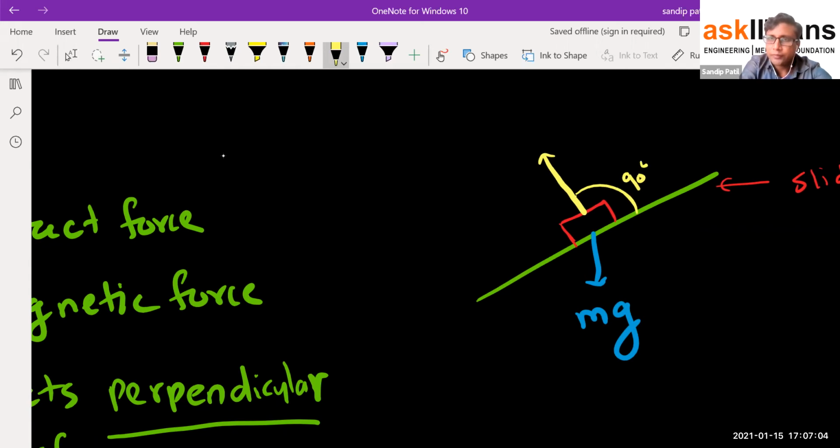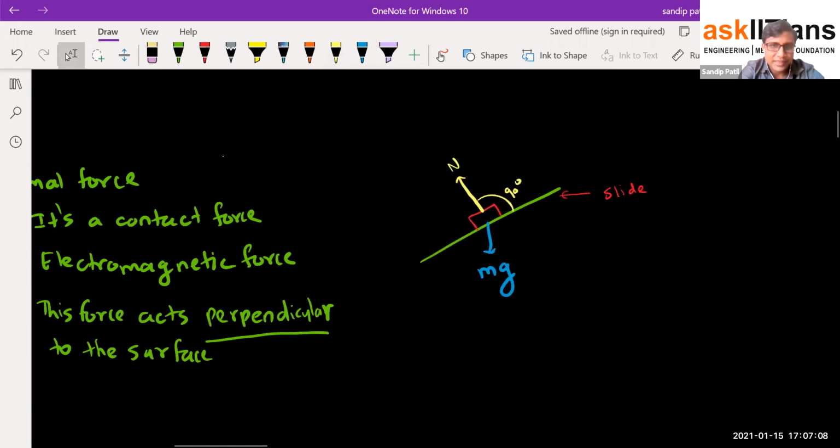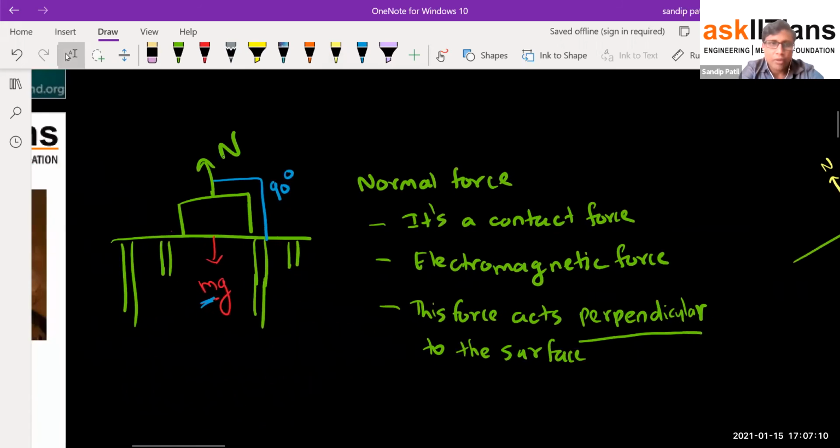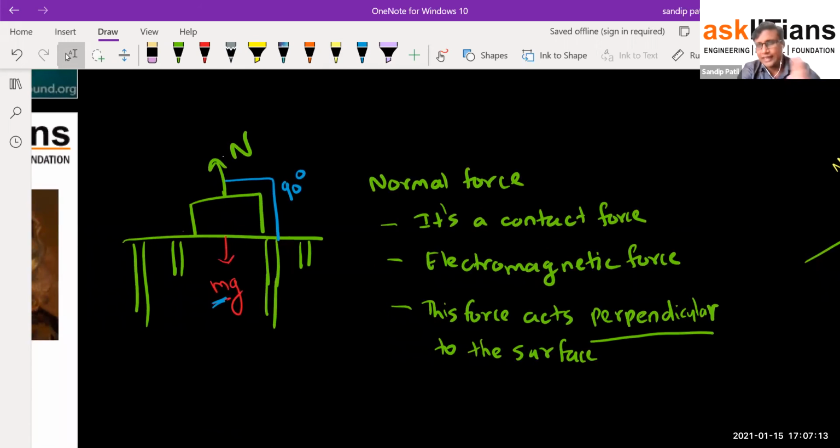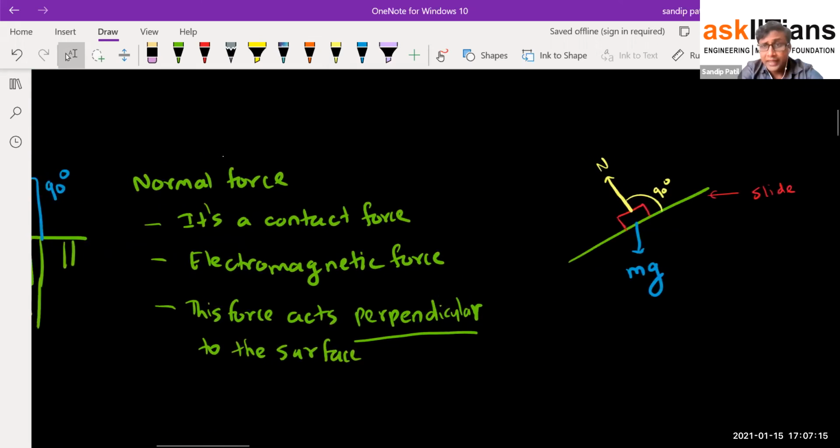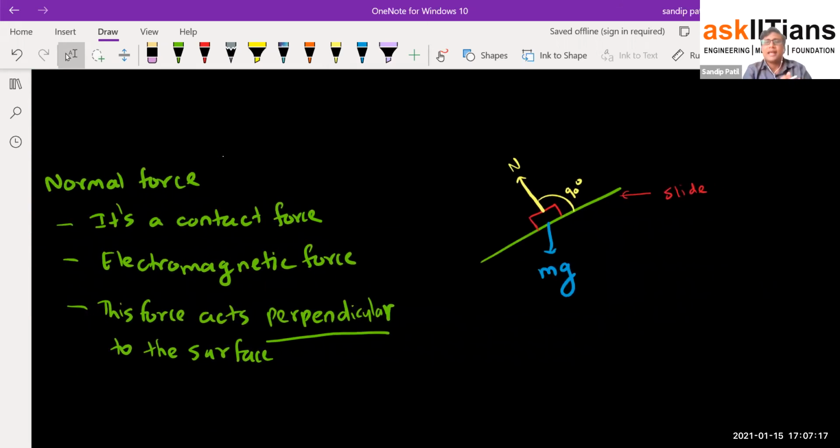Now you can see here, normal is not necessarily always upward. On a horizontal table, normal is acting exactly upward, right? Here you can see normal is inclined to the slide through 90 degrees, right? Simple. Then consider one more case.